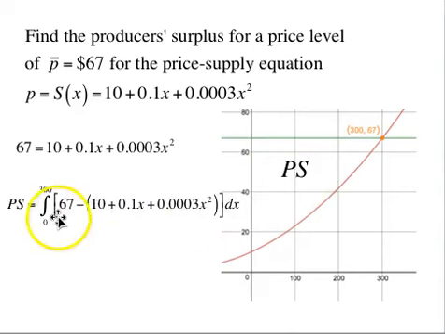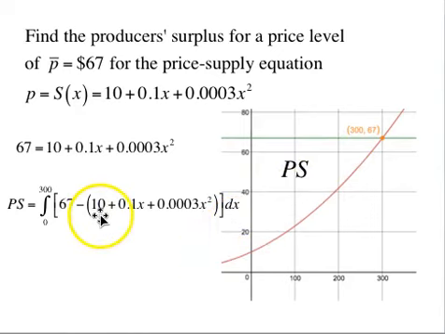So we're going to take 67 minus the lower curve, 10 plus 0.1x plus 0.0003x squared, integrated from 0 to 300, which again was given to us in the graph. We can see that's our region. From 0 to 300 is our region of integration. That's where the supply curve and the price intersect.